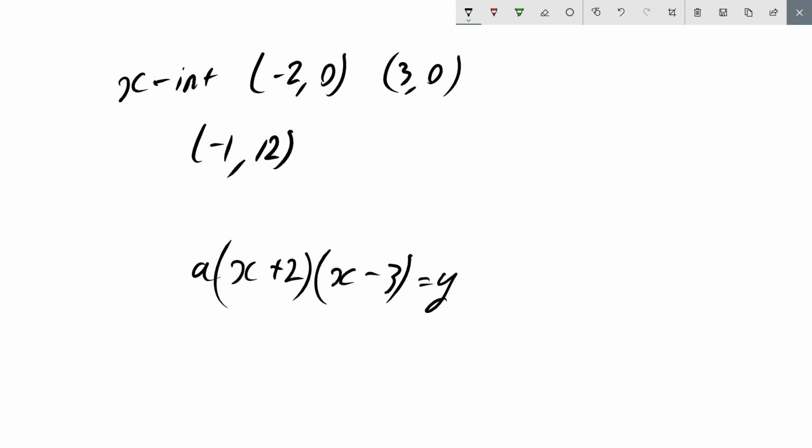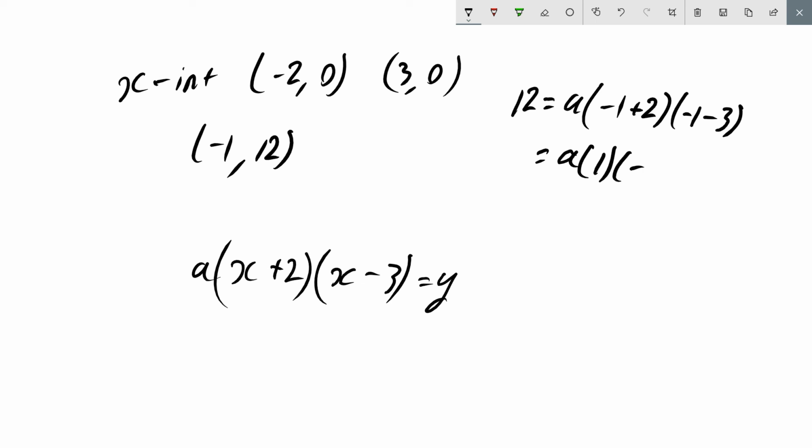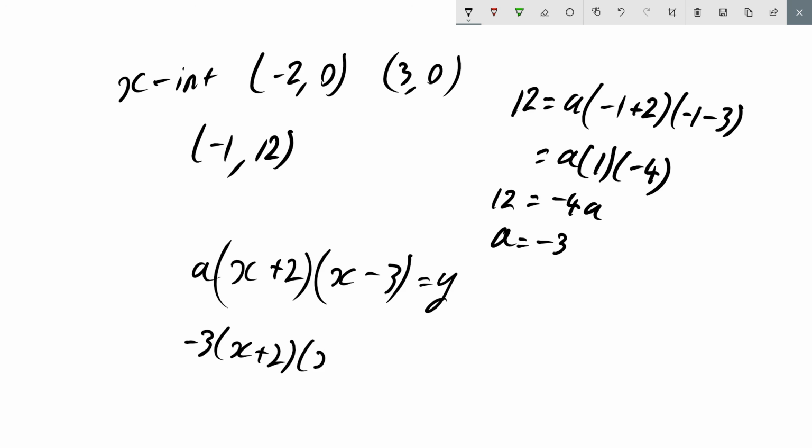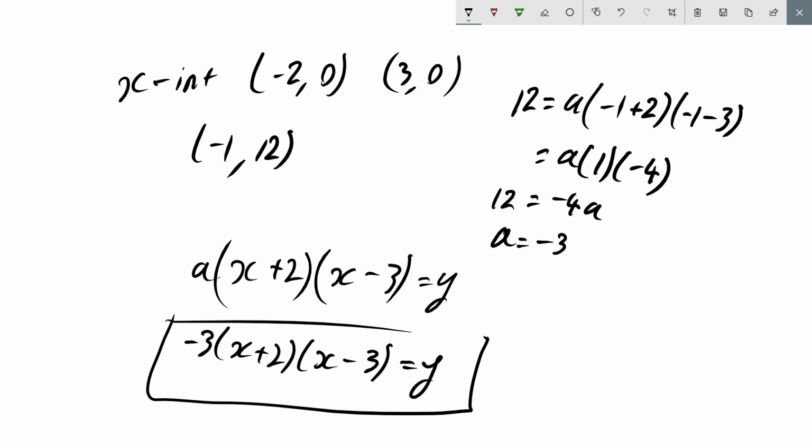So we'll put in 12 equals a lots of, and then we sub minus 1 in, minus 1 plus 2 lots of minus 1 minus 3. This will become a lots of 1 lots of minus 4. This will become minus 4a equals 12. We divide by minus 4, we get a is equal to minus 3. And there's the key step to make sure that this is indeed what we are looking for.